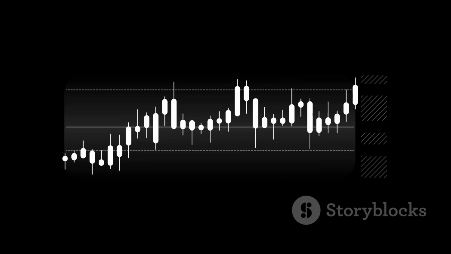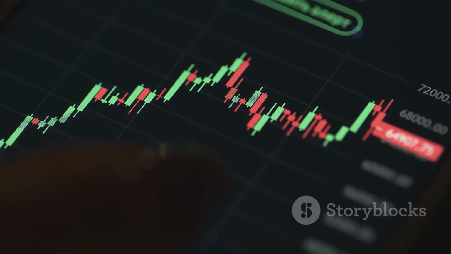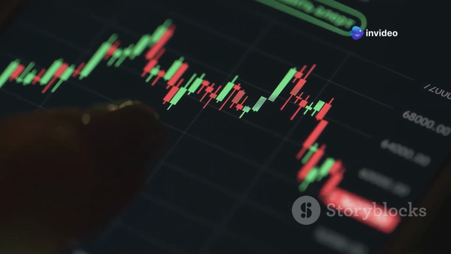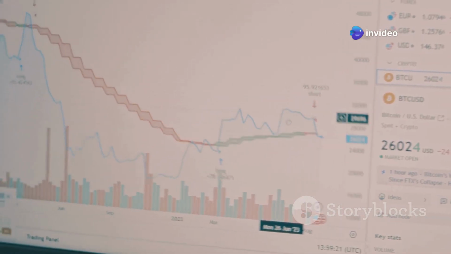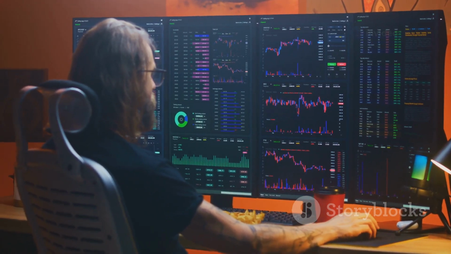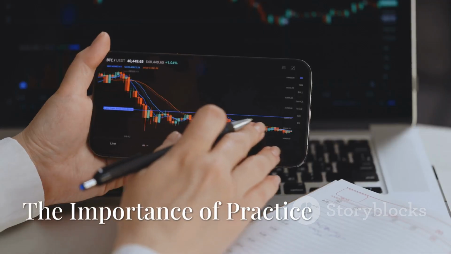Moving averages smooth out price data by creating a constantly updated average price. The relative strength index measures the strength and weakness of price movements. MACD is a trend-following momentum indicator. Indicators should be used in conjunction with other forms of analysis.